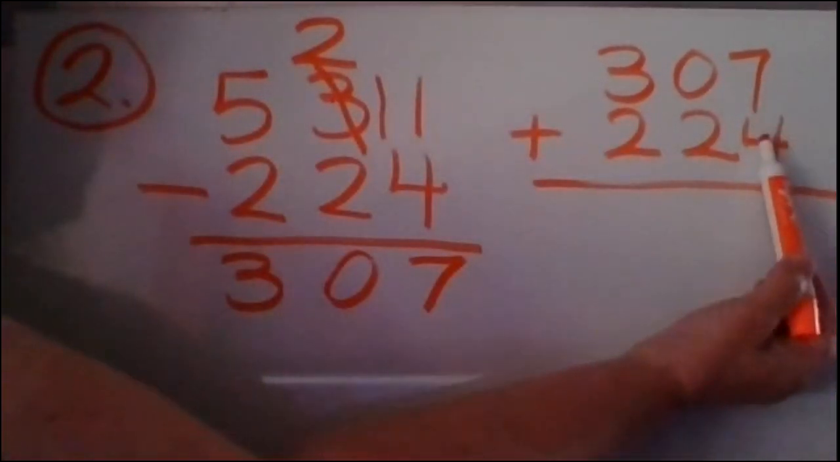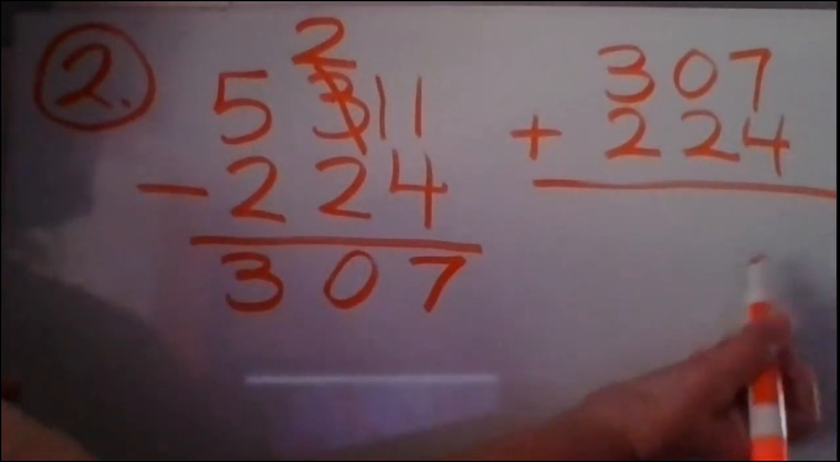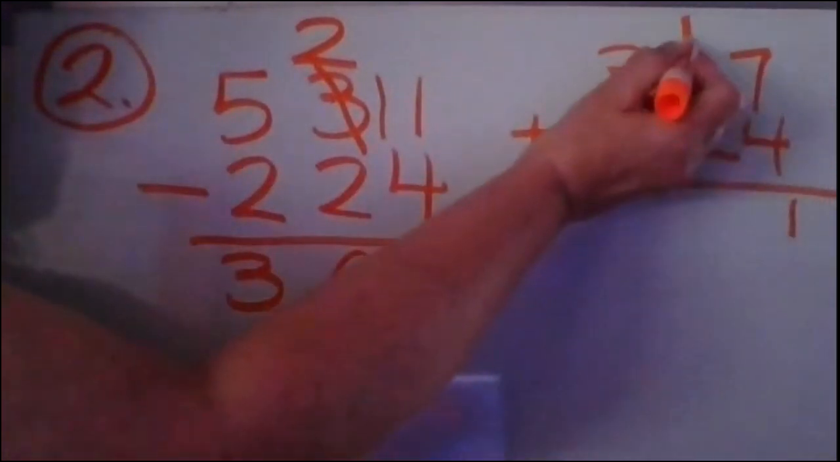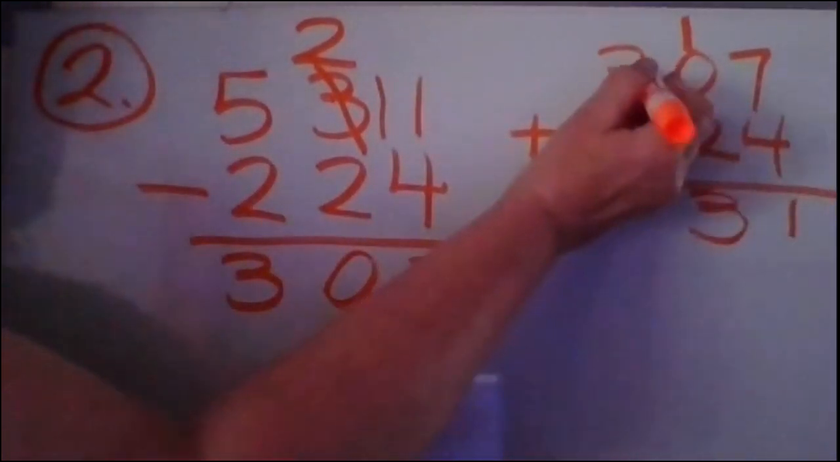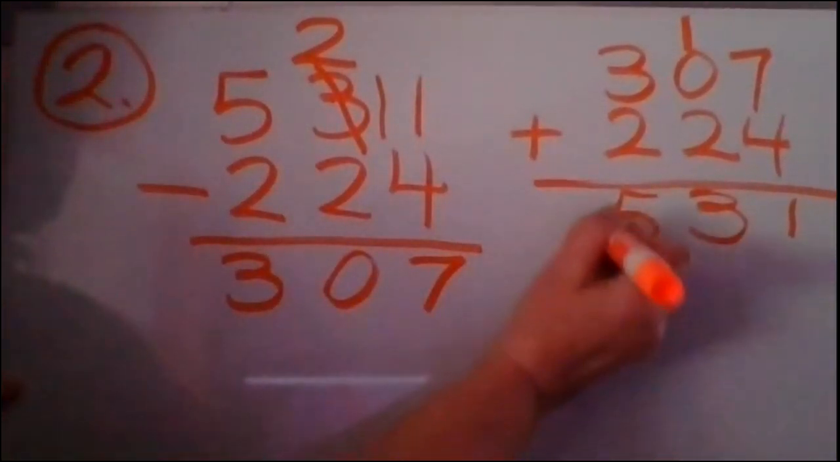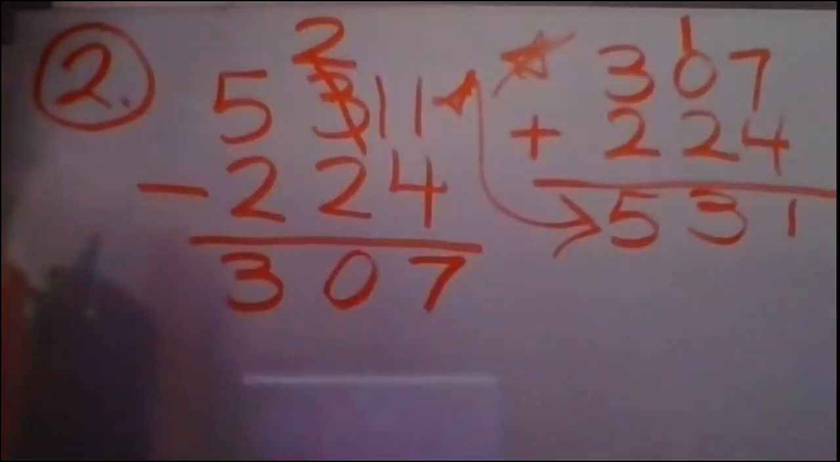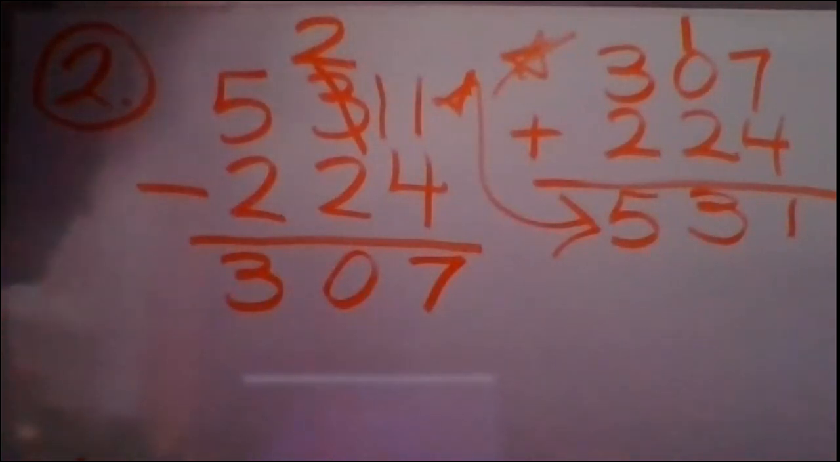Start again in the ones. 7 plus 4 equals, yes, 11. 1 in the ones. Regroup to the tens. 1 and 2, 3. 3 and 2, 5. Are you correct, boys and girls? Yes, you are. Great job.